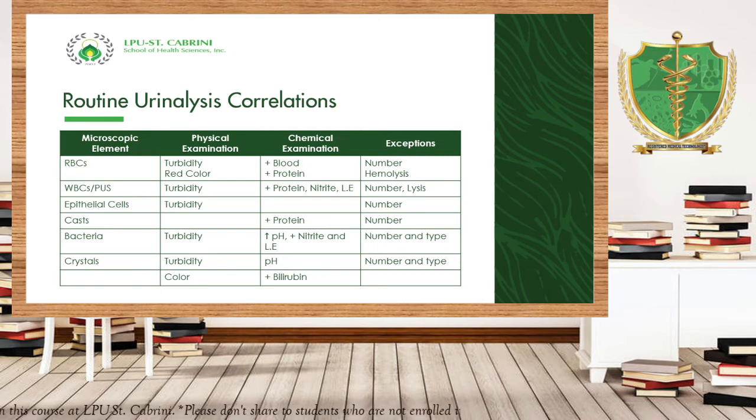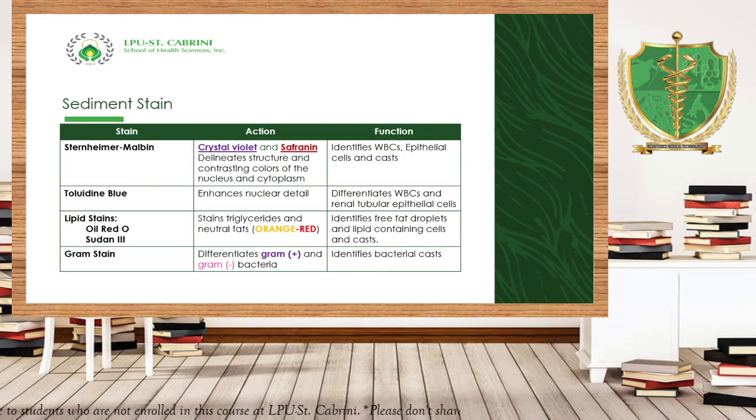Okay? For crystals, turbidity and pH. Bakit po? Because there are crystals that can only be seen in acidic pH of urine, and there are crystals that can only be seen in alkaline urine. Okay? So for the sediment stains, we have here the Sternheimer-Malbin. The function of this is to identify the WBC, epithelial cells, and casts in the urine. It will differentiate the WBC from epithelial cells from casts. Toluidine blue also differentiates the WBC as well as the renal tubular epithelial cells or the RTE.